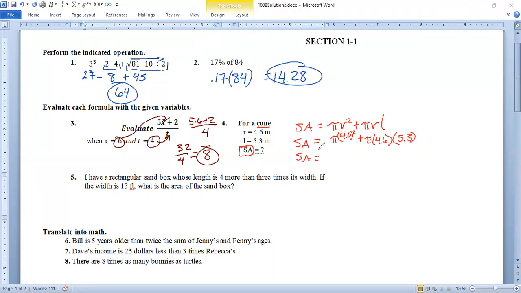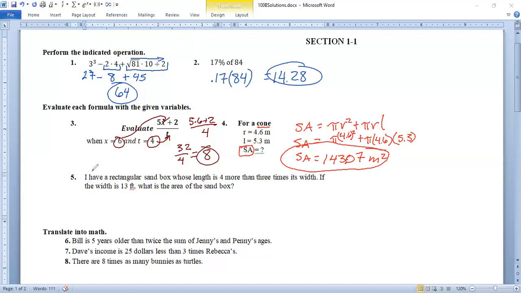So plugging this in the calculator, we get pi times 4.6 squared plus pi times 4.6 times 5.3, and that comes out to be 143.068, or 143.07, and this would be in meters. We're looking for an area, meters squared. Areas always have a 2, a squared, on their units.